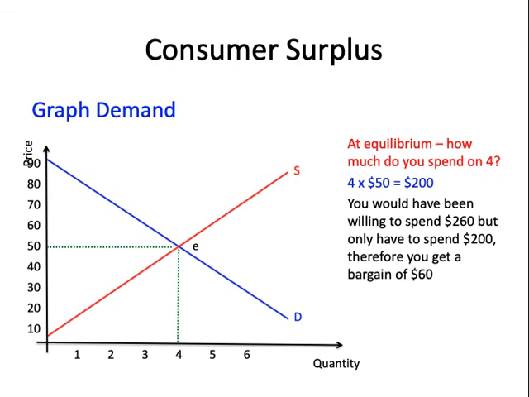So in reality, I only spend this much money, whereas I would have spent this entire amount, and therefore this peach colored triangle is your consumer surplus. This spending equals $200, and this consumer surplus equals $60.